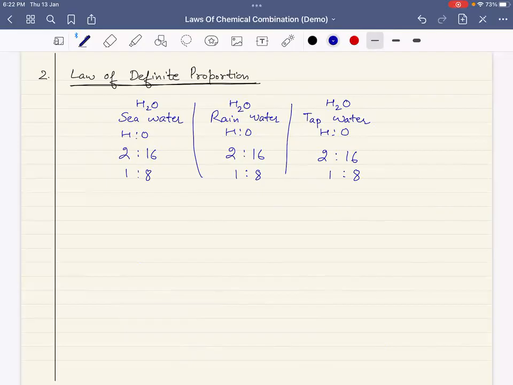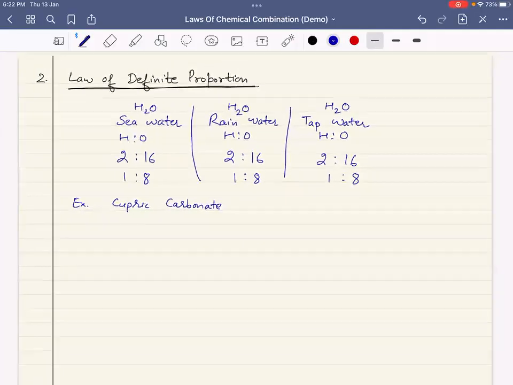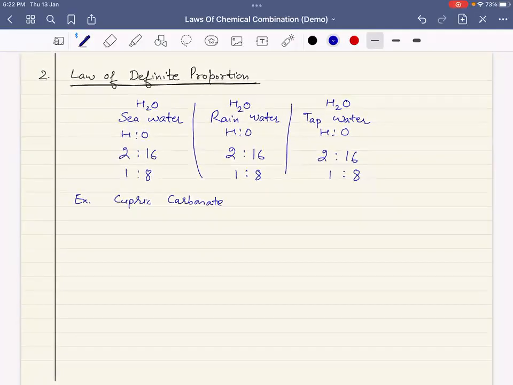In NCERT, we are given the example of cupric carbonate. That means the ratio of copper, carbon and oxygen will be the same whether you take cupric carbonate from India or Australia or America. The ratio of the elements by mass will be the same in India also, in Australia also, in America also. That is the law of definite proportion by mass. Now let us do one problem on it. Write down the question.